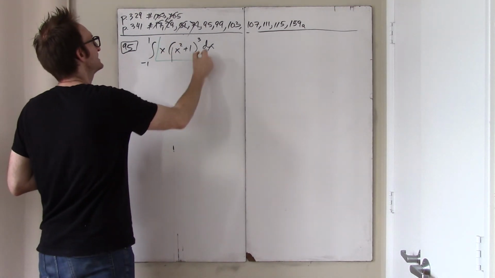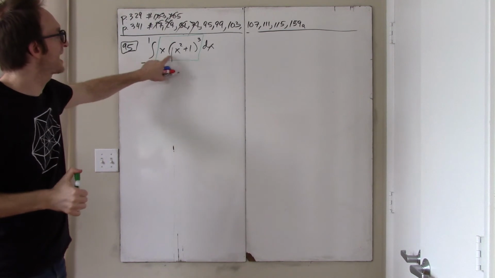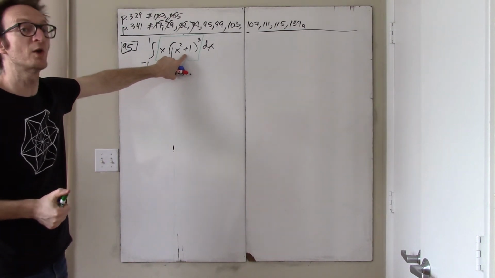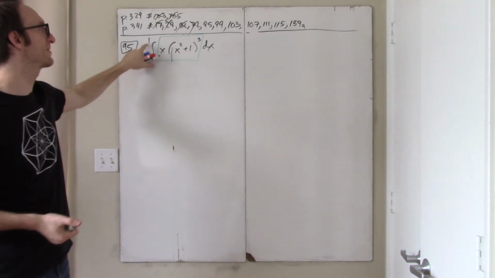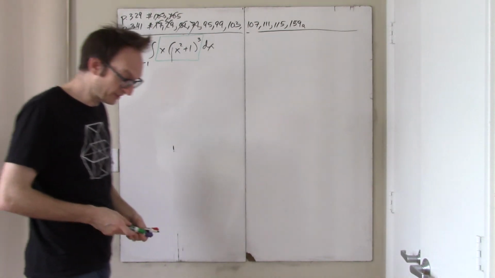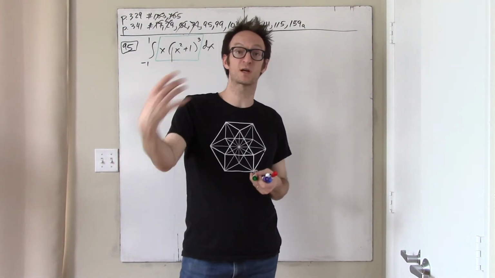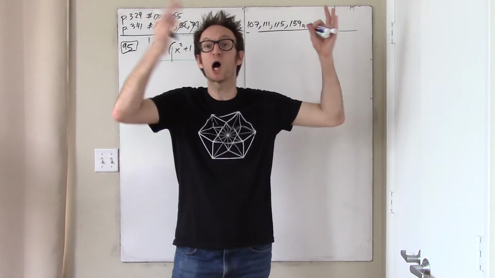And the FTC says that if you know an antiderivative of x times (x squared plus 1) cubed, then the value of this integral is just that antiderivative at 1 minus that antiderivative at -1. And so it's really because we want to compute integrals that we have forced ourselves to get really, really good at anti-differentiation, and we just are good at it now.